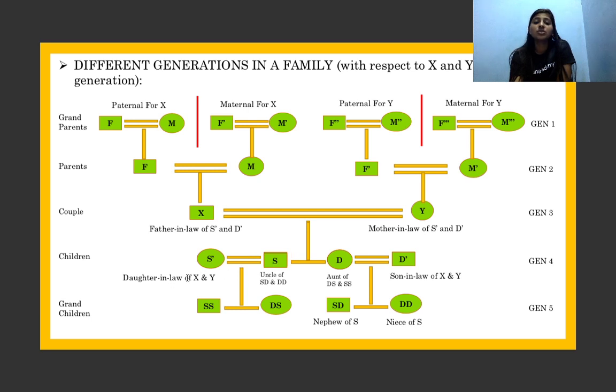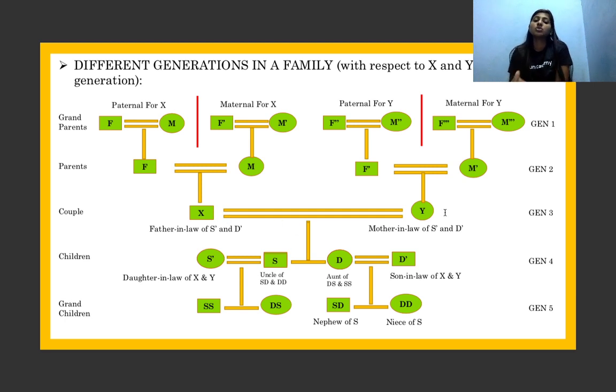So these two new additions, that is S dash and D dash, will be who? Daughter-in-law of X and Y and son-in-law of X and Y. Okay, daughter's husband is son-in-law, and son's wife is daughter-in-law. Similarly, for both S dash and D dash, this X and Y, who are they? They are father-in-law and mother-in-law.